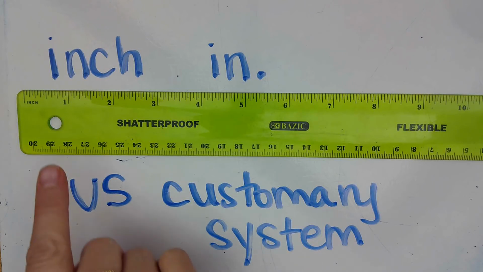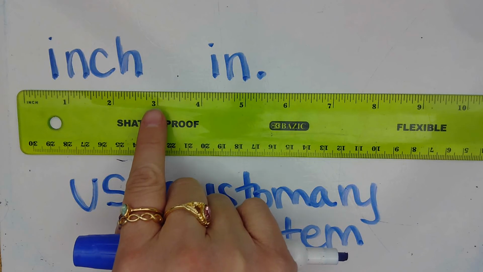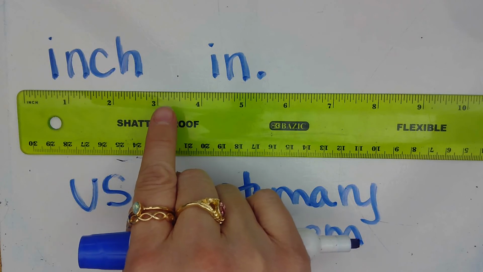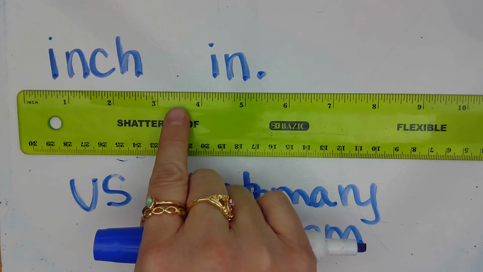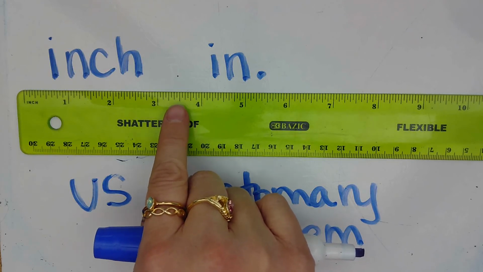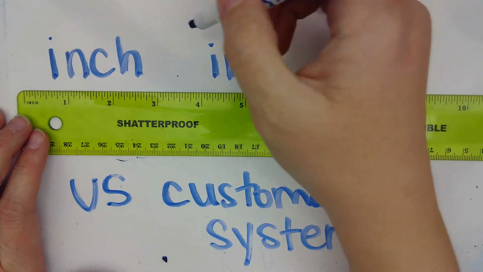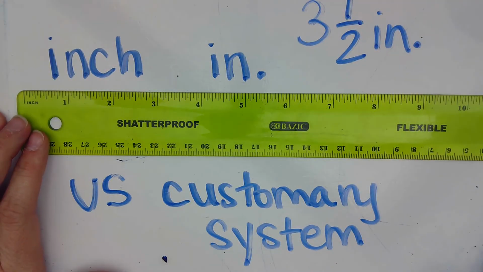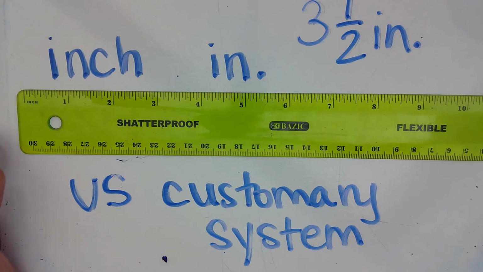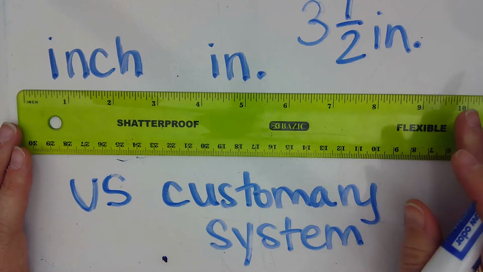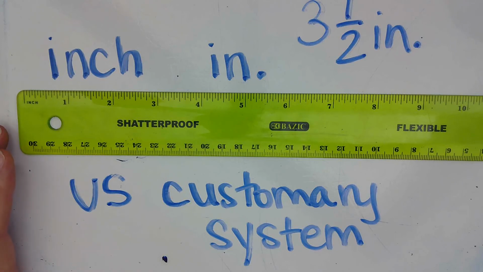Sometimes when we measure things, we go to the exact right number of inches. Sometimes our item that we are measuring stops between two of the numbers. If I had something that I was measuring and it stopped halfway between the 3 and the 4, I would say that that was 3.5 inches. So not only can we tell how many inches something is, if something we are measuring stops in between two numbers, we can show that it's halfway through one of the numbers.